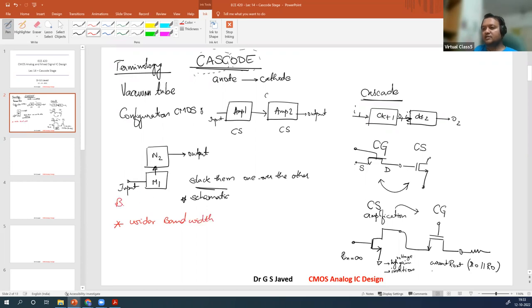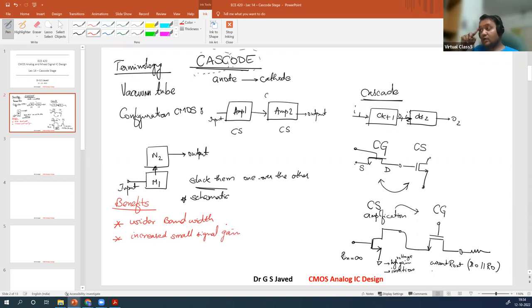Okay, the benefits. First one is wider bandwidth. Second, you will have increased small signal gain.